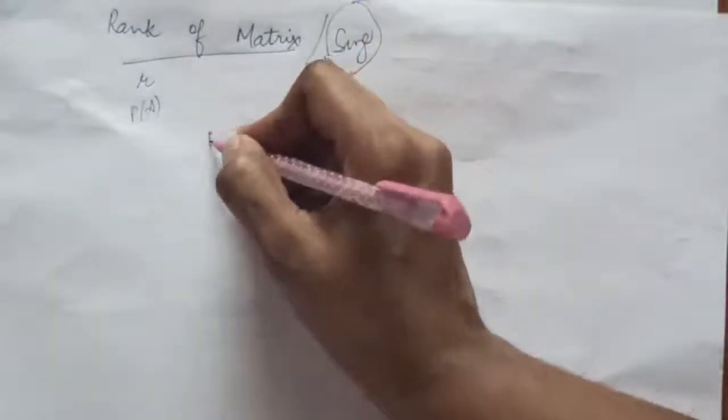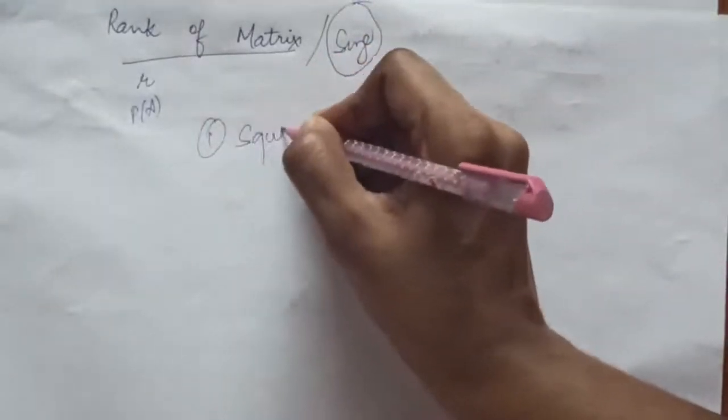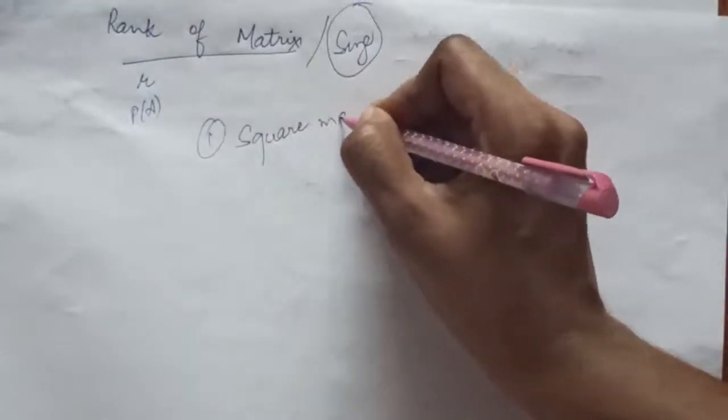So how do we calculate the rank? For this, the first condition is your matrix should be a square matrix. For a non-square matrix, you cannot calculate the rank. First of all, find out the square matrix. If the matrix is not a square matrix, make it a square matrix by deleting the rows or the columns, whatever is the requirement. If one row is extra, delete the row. If one column is extra, delete the column and make it a square matrix.